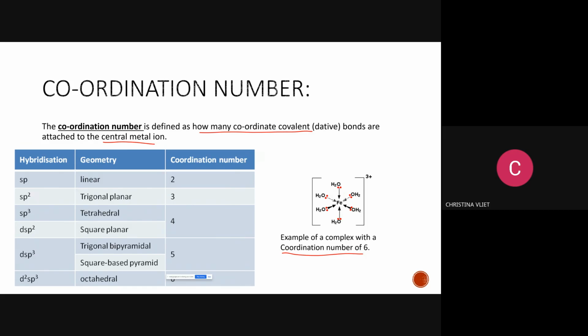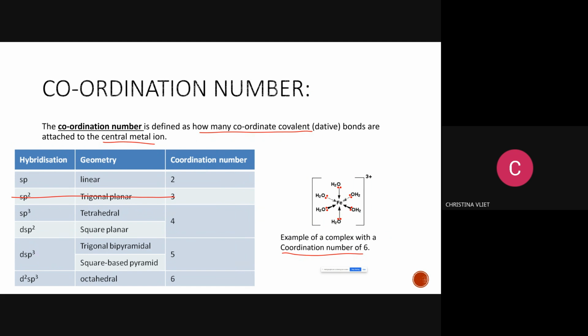There are specific ones you're going to need to know for this class. Linear, coordination number of 2. Trigonal planar, you are not going to see, so cross that one out. Tetrahedral, coordination number of 4. Square planar also has a coordination number of 4.